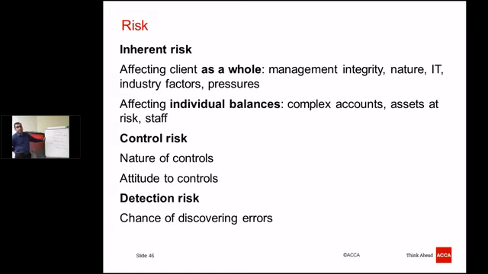One is by type, whether they are a manual control or an automated control or an IT-dependent manual control. Second is by purpose, whether the control is there because it has to prevent a misstatement or detect a misstatement after it has happened. And the level at which it operates, whether the control is an entity level control or a transaction level control.